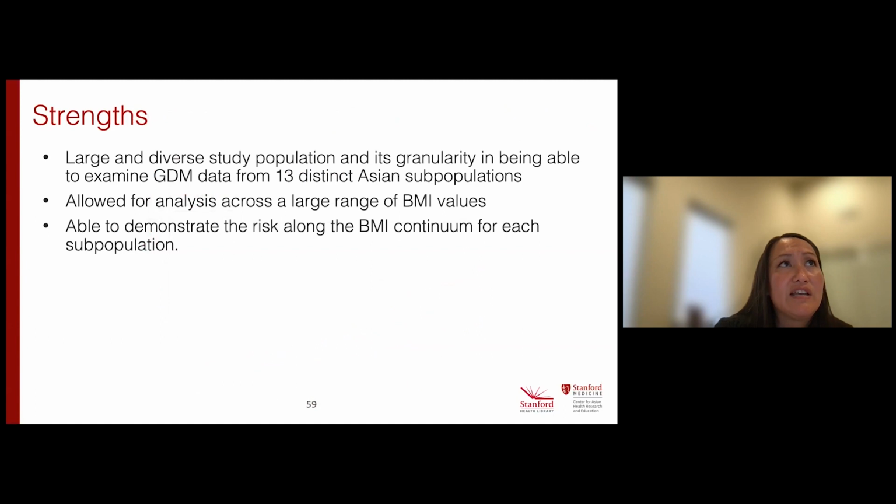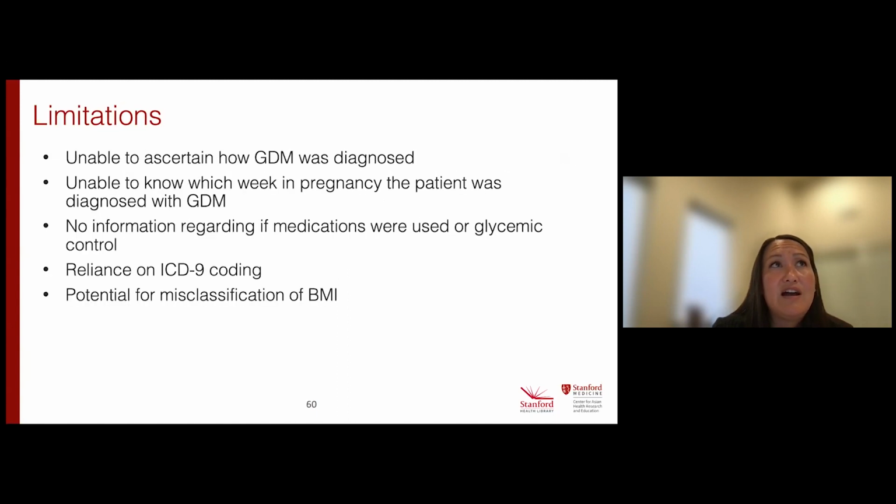And so, the strengths of the study: it's a large and diverse study population. It adds granularity in being able to examine gestational diabetes in 13 Asian subpopulations. We were also able to analyze across a large range of BMI values, and we were able to demonstrate the risk along the BMI continuum for each subpopulation.